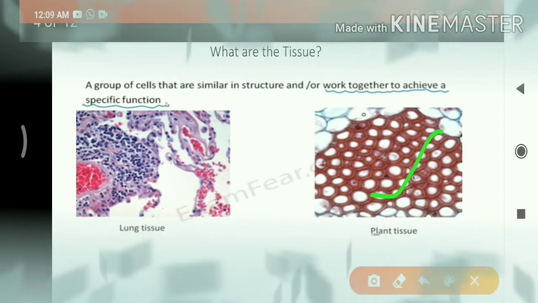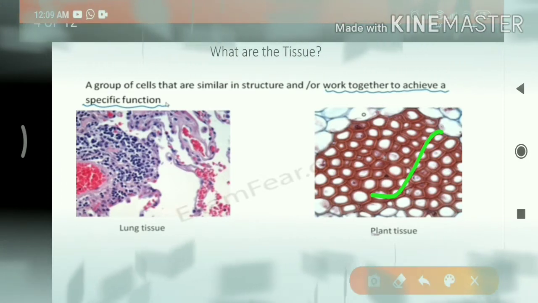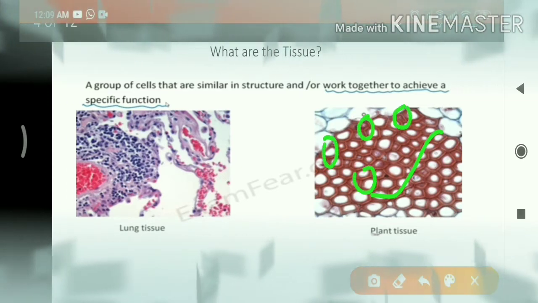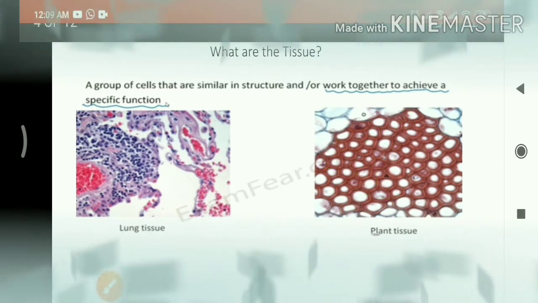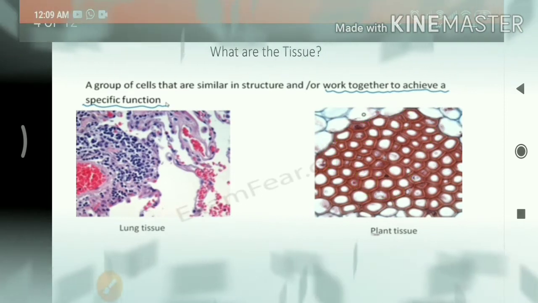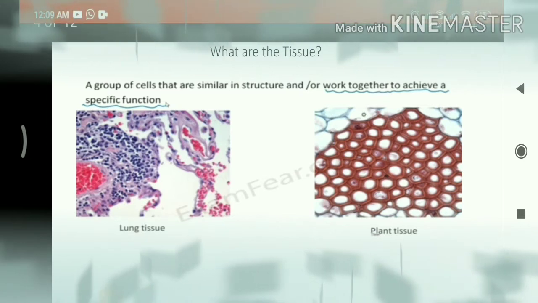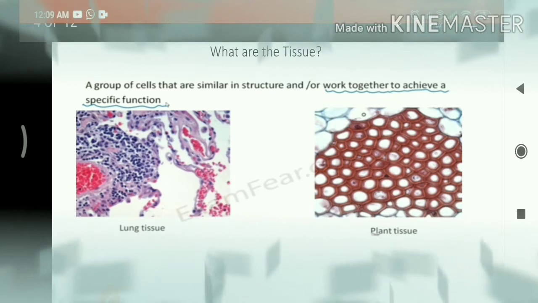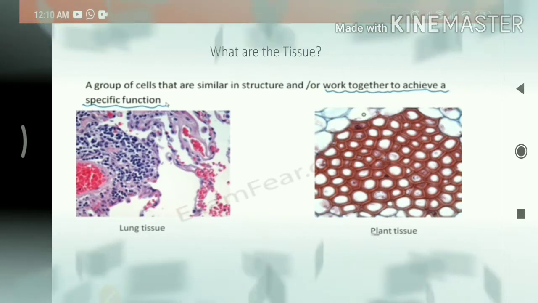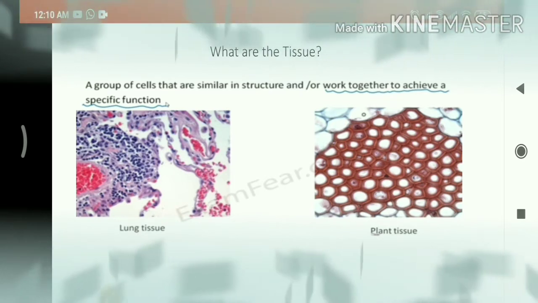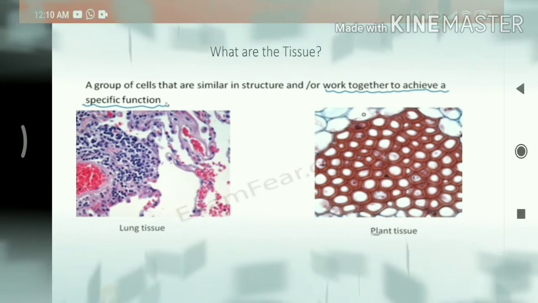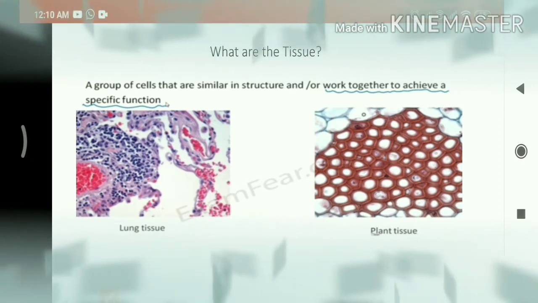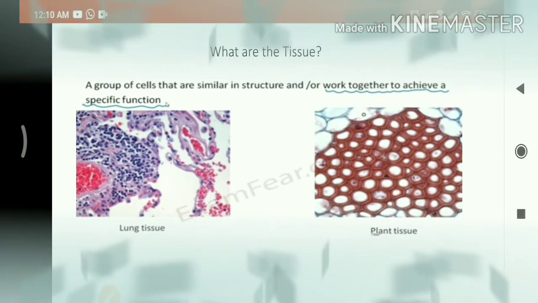On the right-hand side you can see the plant tissue. I'm talking about this, right? This is cells grouped together to form a tissue. These are all different cells, grouping together to form a special type of function. Why are these cells grouped together? This is important to perform a specific task, a specific function. This is the sclerenchymatous tissue.